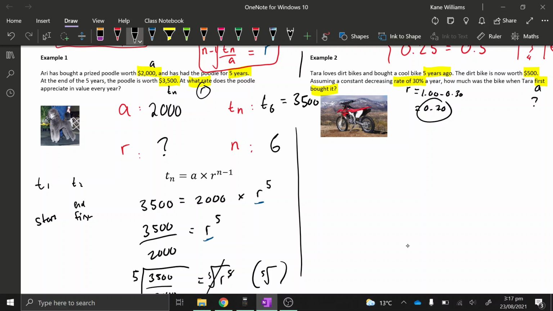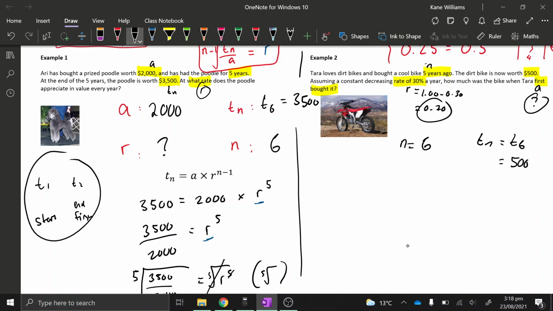So your A, we don't know. What else? We need N and Tn. So N is the term number. So that's going to be here, the 5 here, the 5th term. So actually the 6th term number, because you add the 1 using this argument here. And Tn is your 6th term. So your 6th term, we only have one other thing I highlighted here, which I haven't used already, that one here. So $500. It's now worth $500, so that's going to be $500 at the 6th term. We have everything we need.